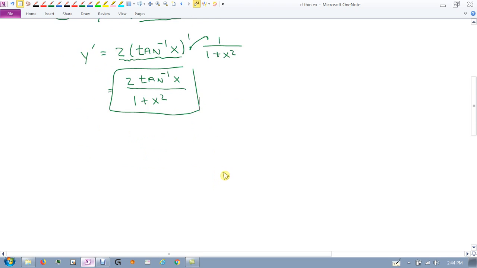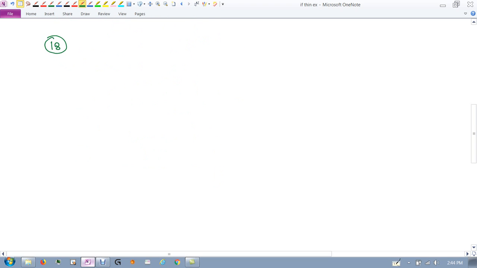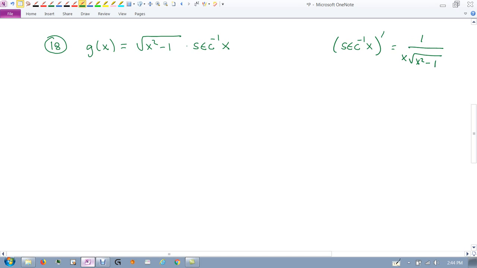All right. Let's take a look at number 18. g of x equals root x squared minus 1 times secant inverse of x. And just as a reminder, the derivative of secant inverse of x would be provided to us on page 183, and the derivative of that is 1 over x times the square root of x squared minus 1. Okay, so just keep that in mind. So what we've got here is a product right here. We've got 2 factors being separated there. And so when we take the derivative here, we're going to need to use the product rule.